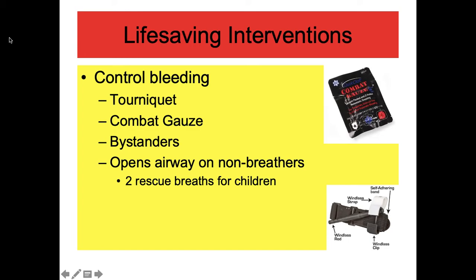You can also have bystanders, if there are bystanders there, or even walking wounded that aren't all that injured. You can have them come over if they're willing to do so. They can apply direct pressure. They can maintain open airways. Just show them how to do a head tilt chin lift to open the airway, to keep that person breathing until someone else can come along and transport the patient away from that scene.